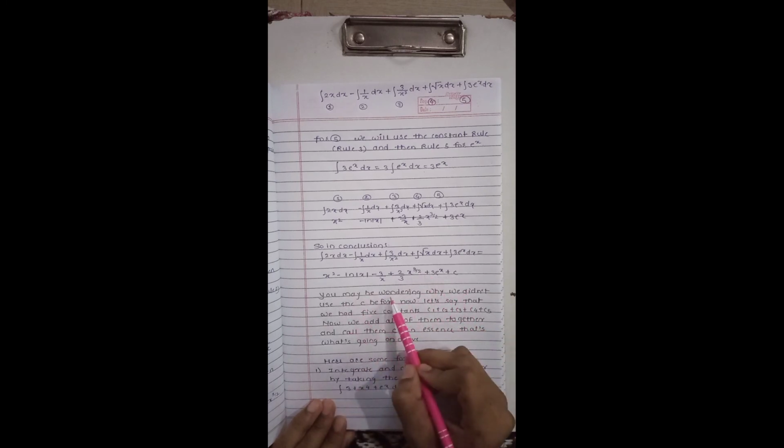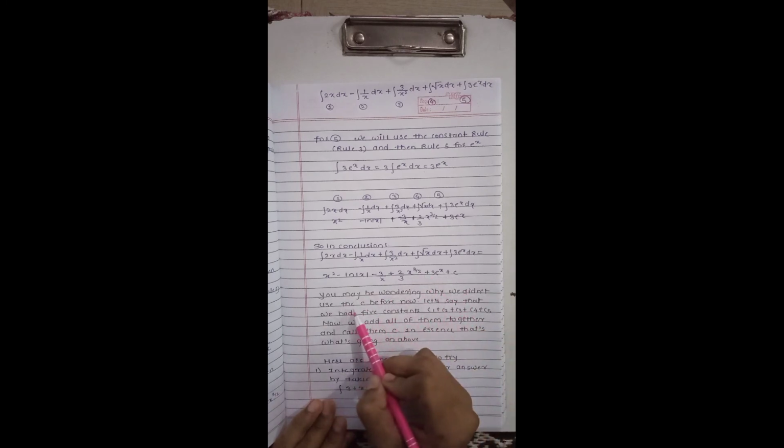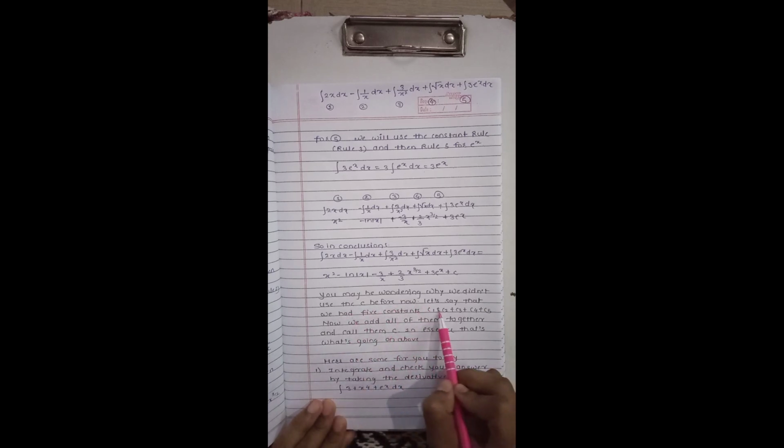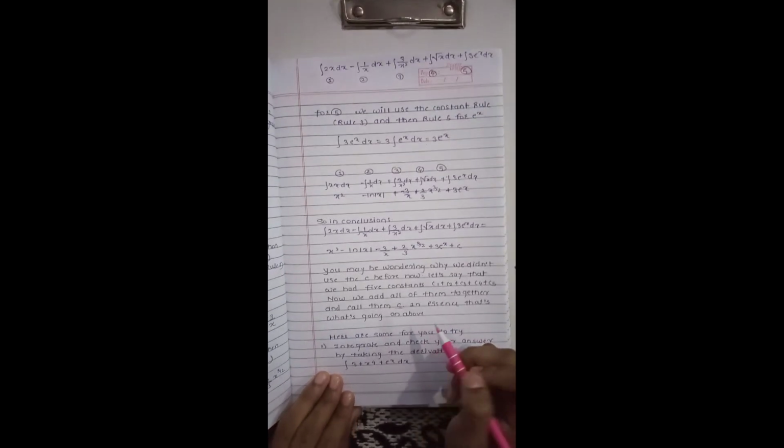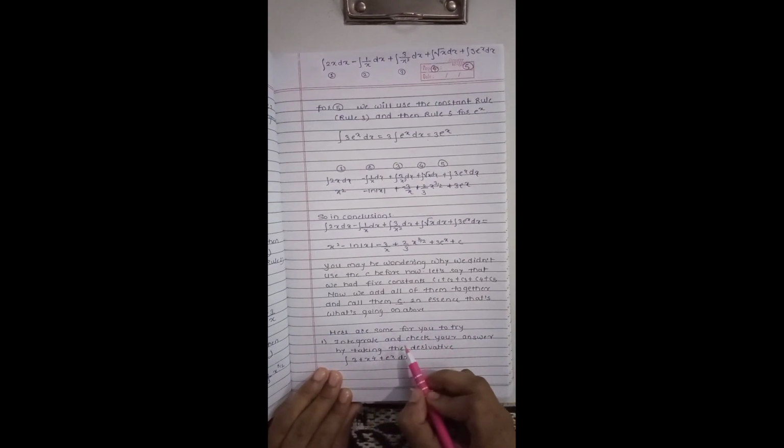You may be wondering why we didn't use the c before now. Let's say that we had 5 constants: c1 plus c2 plus c3 plus c4 plus c5. Now we add all of them together and call them c. In a sense, that's what's going on above. Here are some for you to try. Integrate this equation.